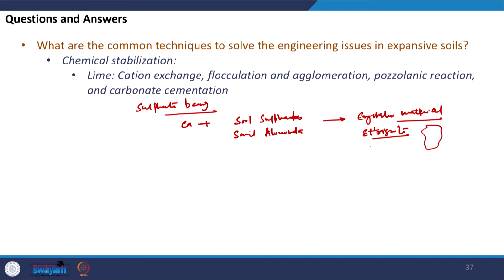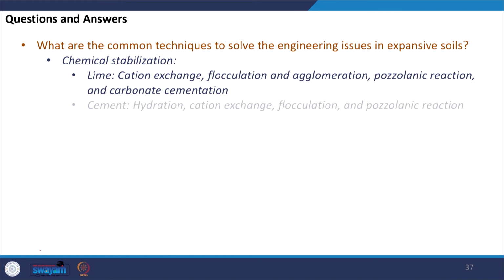And what is ettringite? This is nothing but hydrous calcium aluminum sulphate material, and this is not very desirable. So, therefore, other techniques have to be used or some procedure has to be developed to deal with soils having high sulphate content. The other technique in this direction for stabilization is the use of cement.